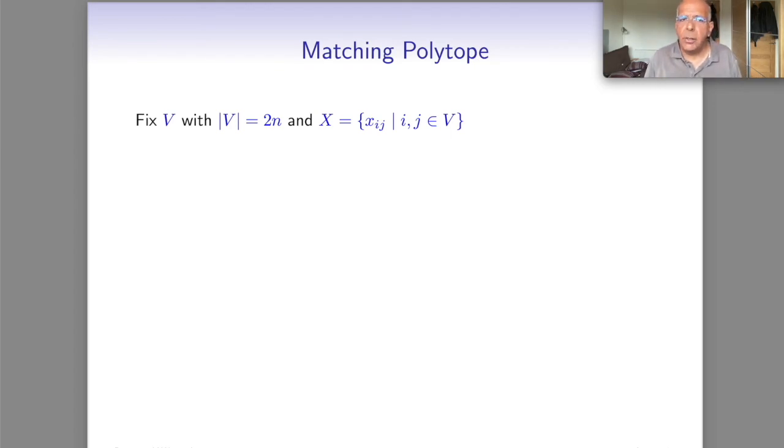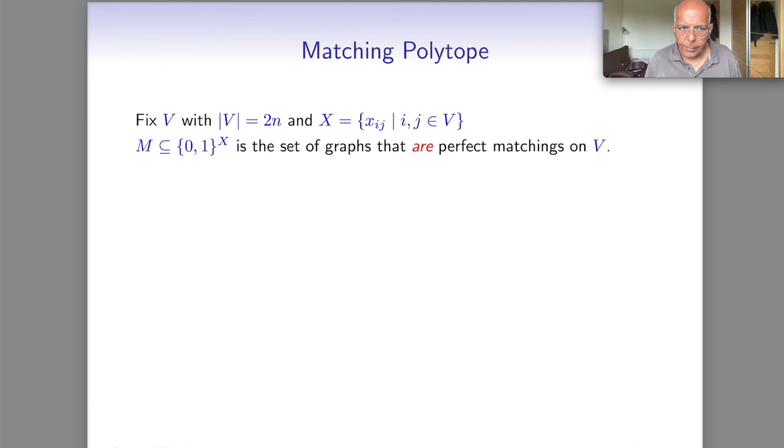Fix a collection of vertices of even size. And again, let x be the collection of variables xij, where i and j belong to V, so indexed by pairs of vertices. Now, take those points of 0, 1 vectors. We can think of any 0, 1 vector indexed by x as a graph on the set of vertices V. We consider those points which are perfect matchings on V. So before, we took those which are simple cycles. Now I consider those points which are perfect matchings.